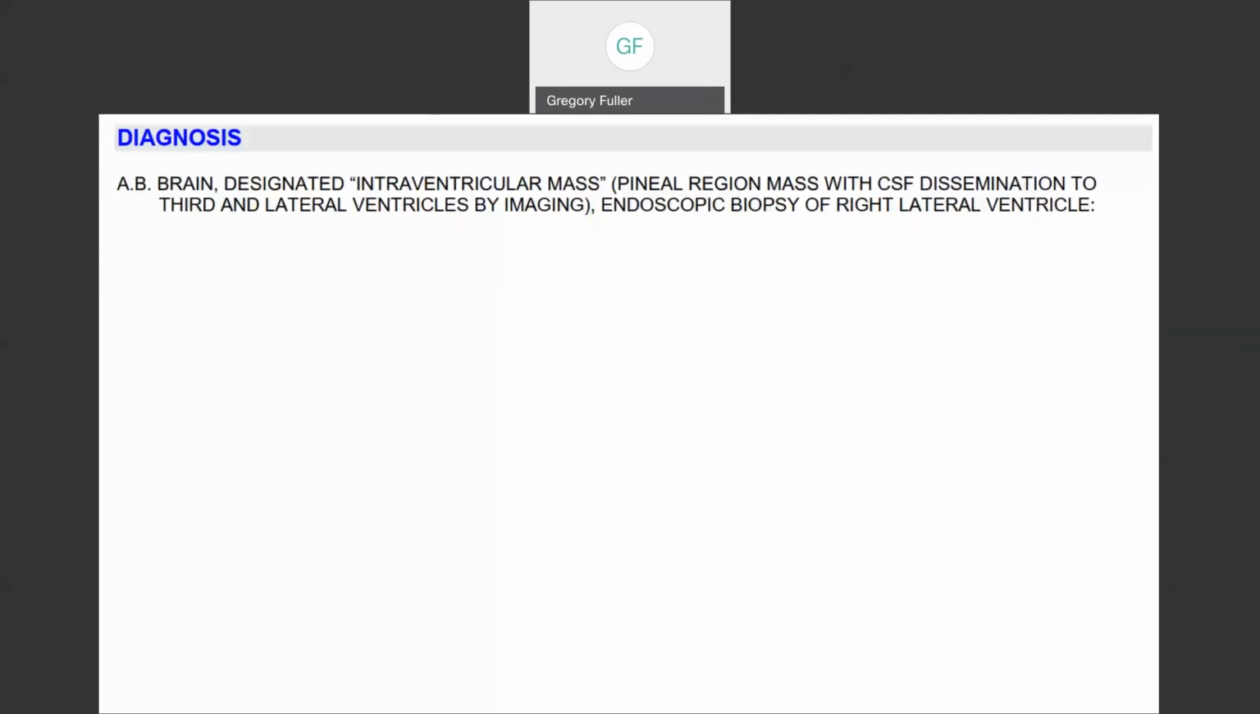Brain designated intraventricular mass. This came out of the OR, designated by the surgeon as intraventricular mass. Which ventricle? Lateral, third, fourth. It's very nonspecific. So I added, in parenthesis, pineal region mass with CSF dissemination to third and lateral ventricles by imaging. I added that because it is the truth, and it enhances not only the honesty but the clarity, the value and the detail of my pathology report.